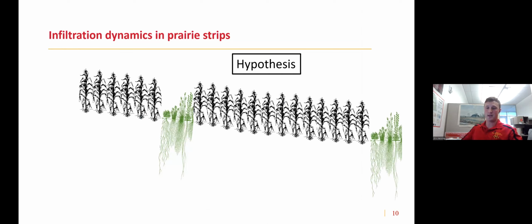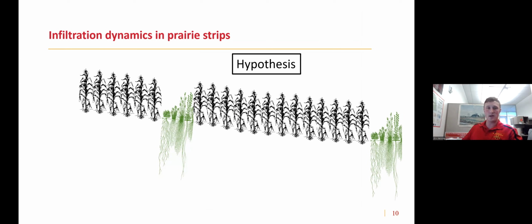So with all that said, now delving into the actual research that I'll be presenting. Given all the context I mentioned, the question we wanted to answer was what's actually going on in the soil with regards to infiltration in the prairie strips across the state. So to start off, I just want to present a little graphical representation of the hypothesis that guided the research.